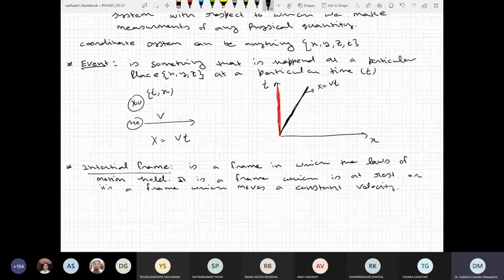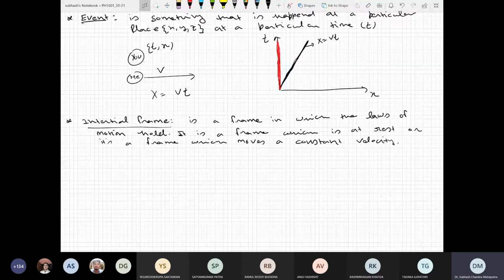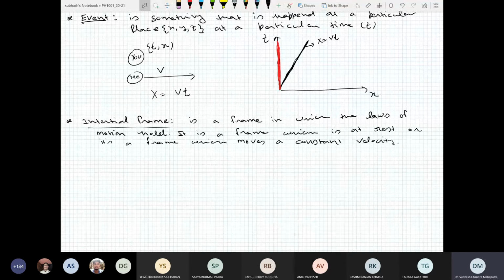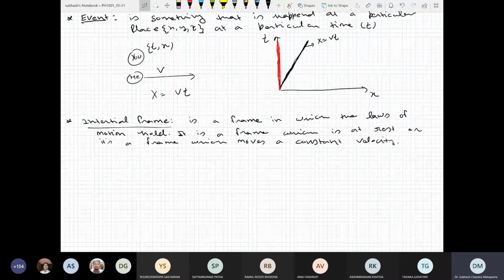So all those frames which are either at rest or moving with constant velocity v, that means the acceleration is zero, are inertial frames. You sitting at your home is an inertial frame, me sitting at my home is an inertial frame. Somebody in a bus moving with respect to us with a constant velocity is also an inertial frame. And the important point is physics says that the first law of motion holds in all inertial frames.